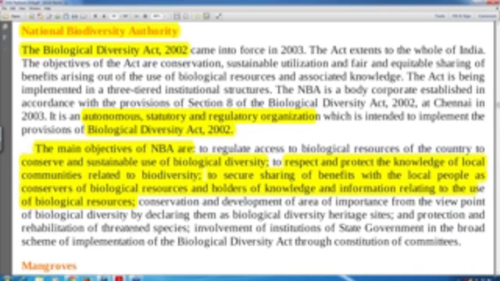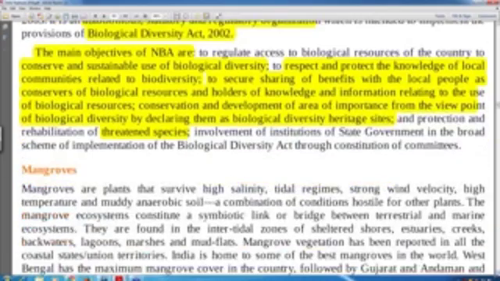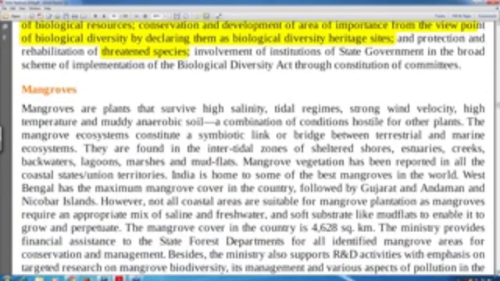The main intention of National Biodiversity Authority is not only to protect the species that are there, but also you should protect the knowledge of the local communities. So you're not only protecting the organisms, but you're also protecting the people who have the knowledge. Conservation and development of area of importance from the viewpoint of biological diversity by declaring them as biological diversity heritage sites, and protection and rehabilitation of threatened species. So all these are important. Please be careful. In mains, if you write this in 80 to 100 words, it's fine, more than enough.